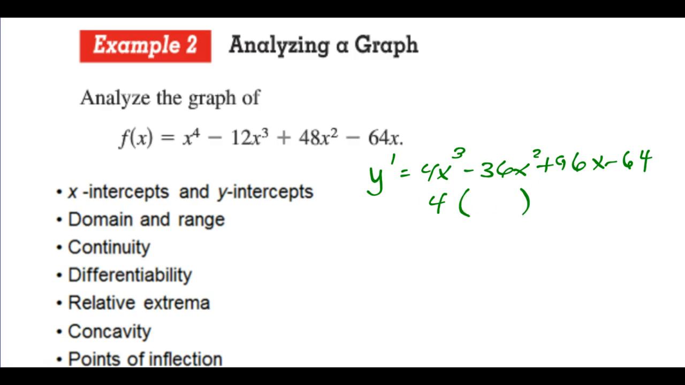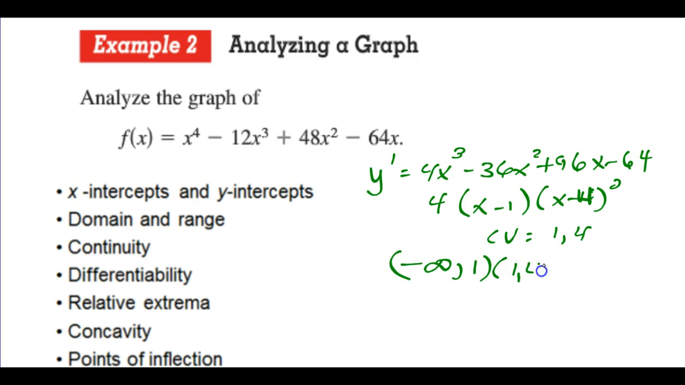And then if you continue factoring, we'll get (x minus 1)(x minus 4) quantity squared. Again, you've got a double root here at 4. So your critical values are 1 and 4. So then you test your intervals again. You're welcome to do this in a chart, if that's helpful. I think it is.